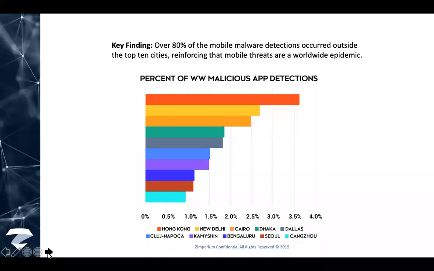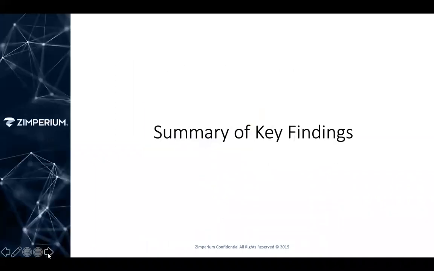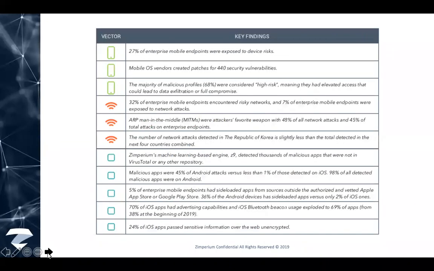So it is across the board, again, a worldwide phenomenon, but you can also see that there's still that APAC influence I was mentioning around our Android devices, and therefore, of course, there's an influence there of the major cities that are there. So, summary of the key findings: 27% exposed to device risks, tremendous number of patches that are coming out, a huge percentage of which were considered either critical or high. Profiles, we already talked about, the majority of the profiles that are out there that we found, malicious ones, were high risk.